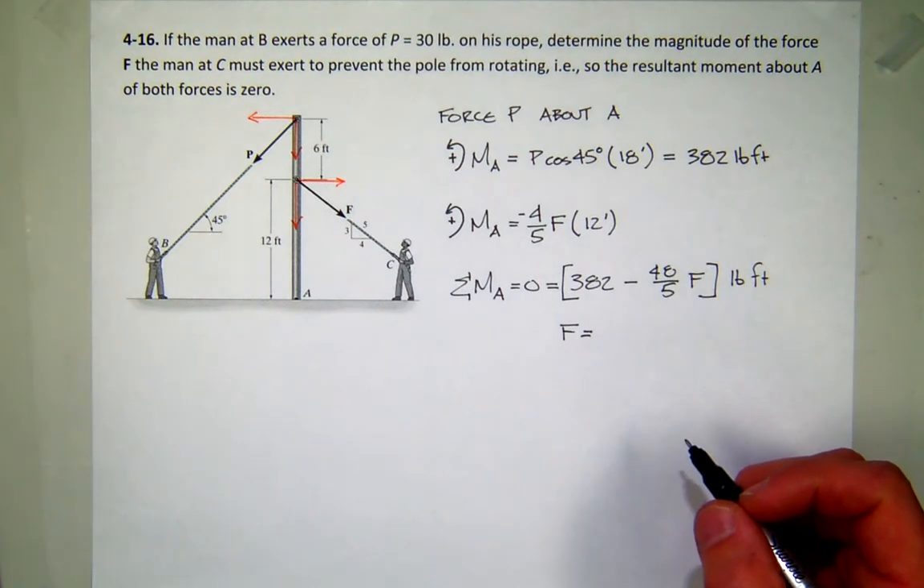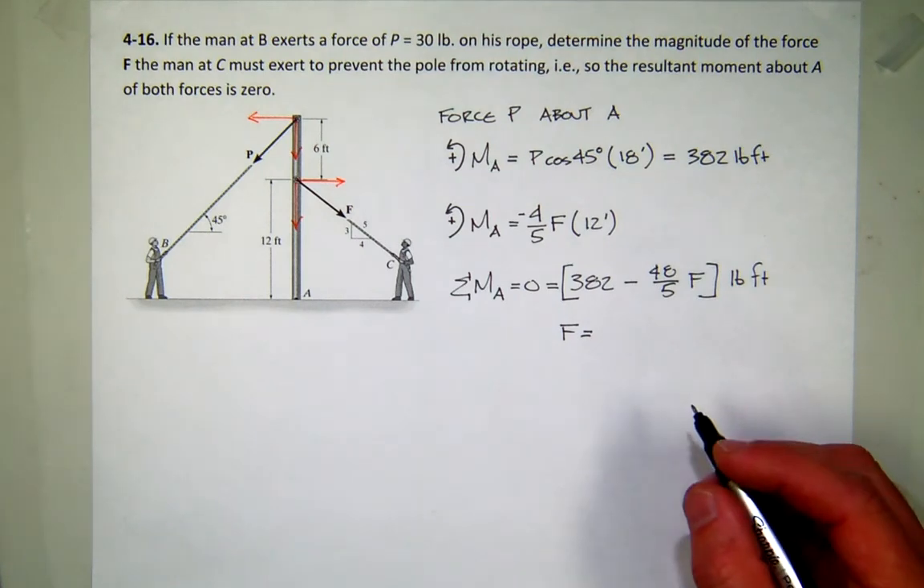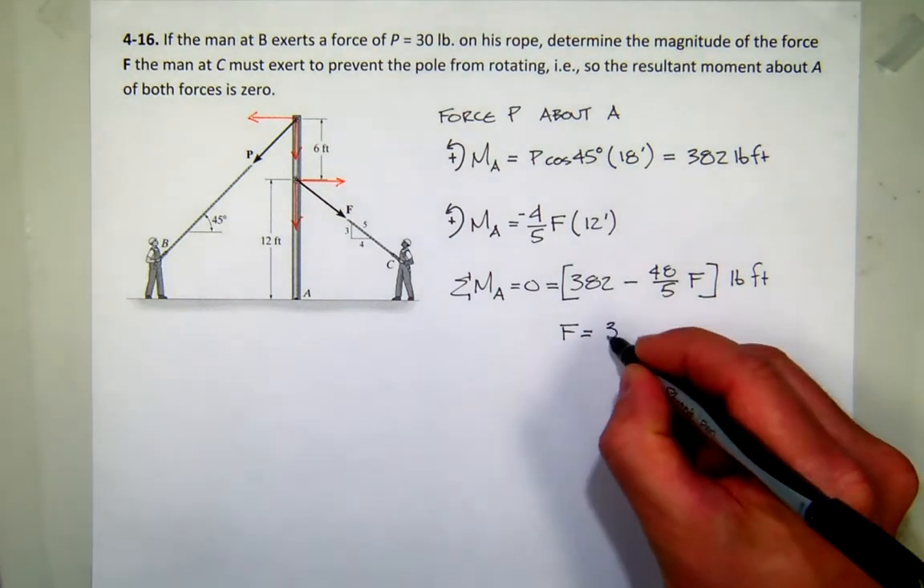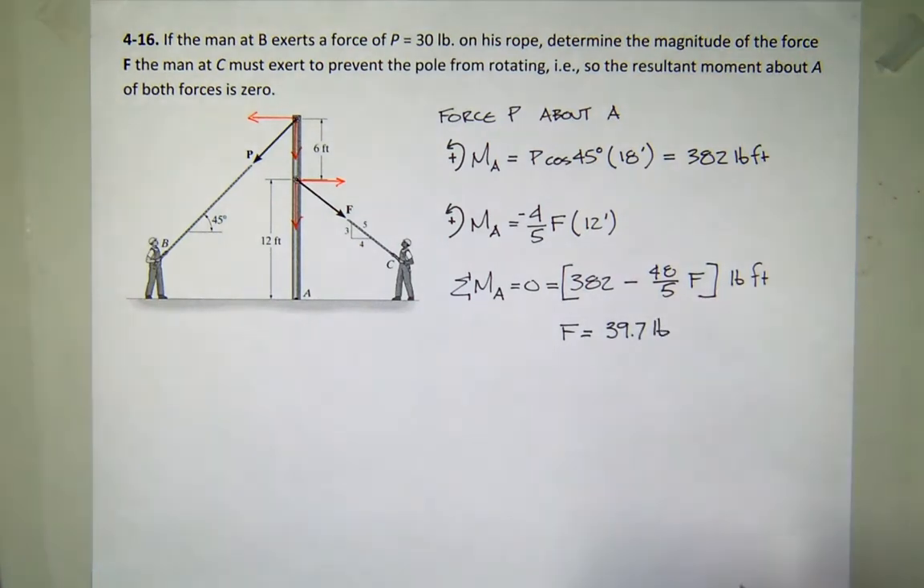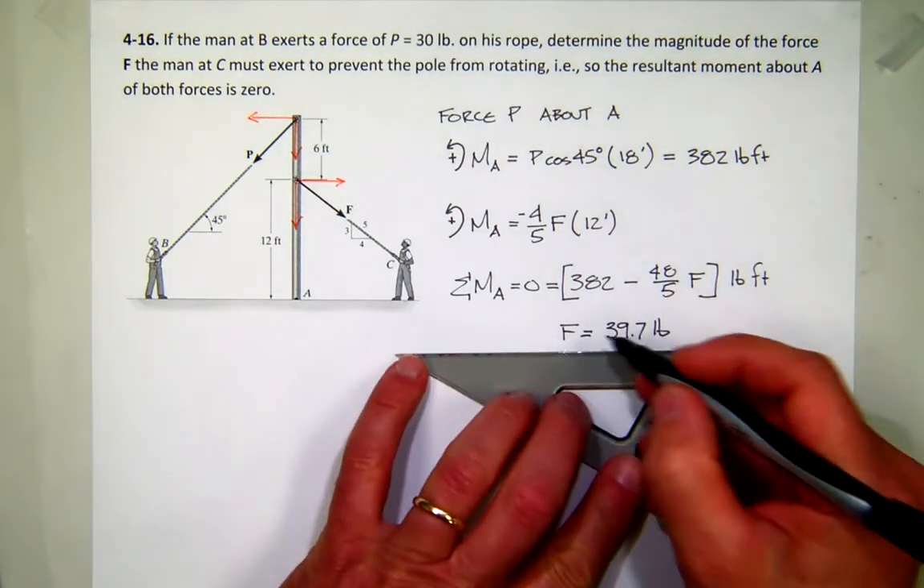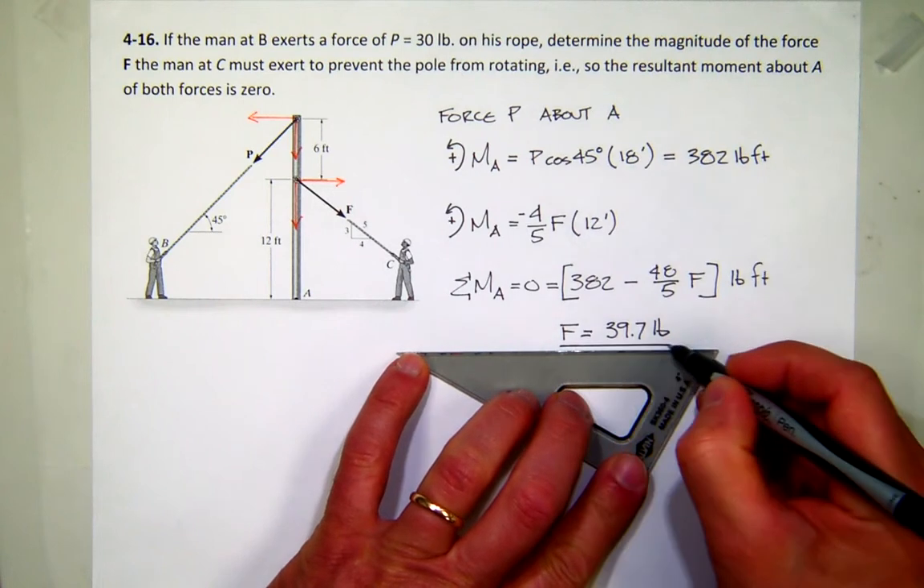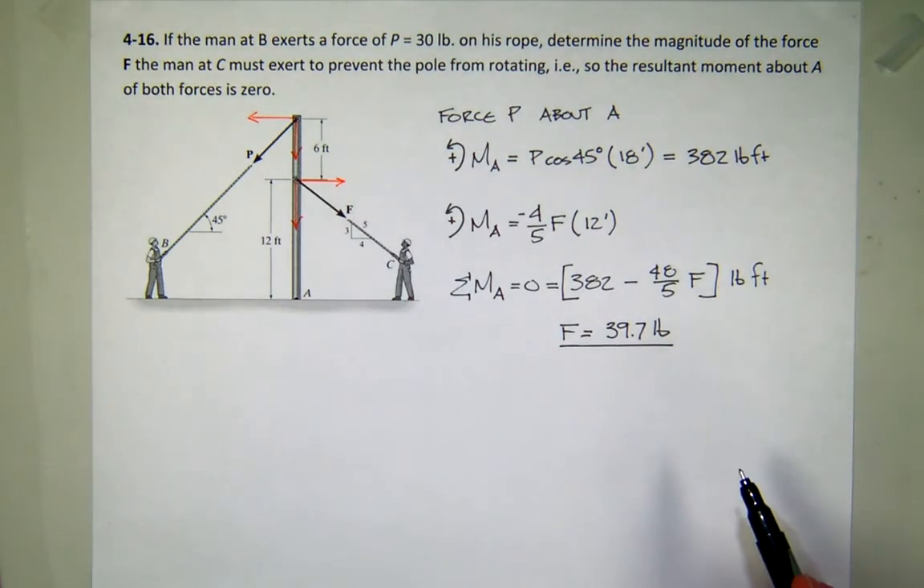What do you get? Anybody? 40? Exactly? Okay. 39.7. Sounds reasonable. Anybody else get that? That seems okay.